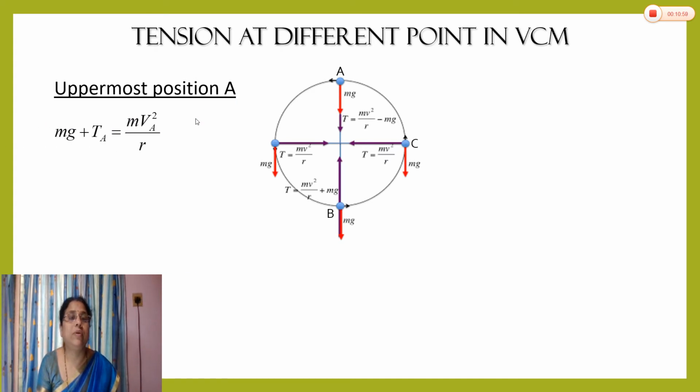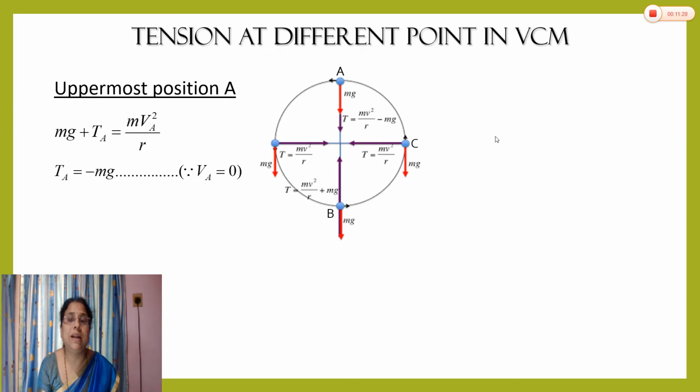So what can we write? The centripetal force is provided by the resultant of these two, weight mg plus Ta. And as we know Va is equal to 0, we get Ta is equal to minus mg. This means the tension may be negative, lower than 0 also. That is not possible in the case of a string. This is the tension at the uppermost point.